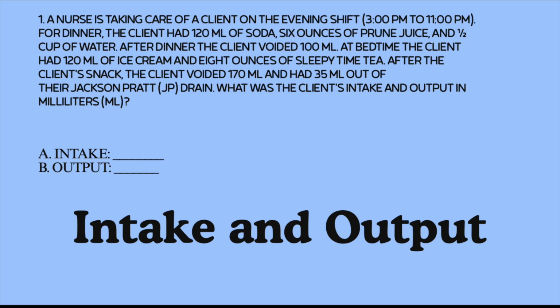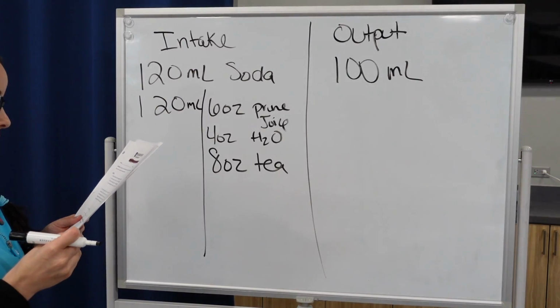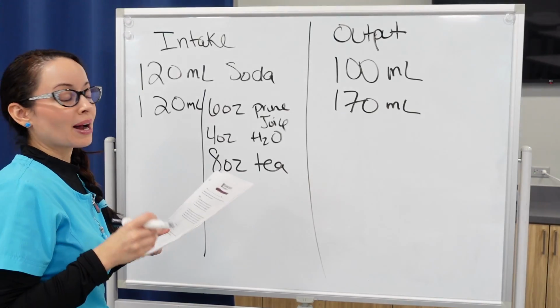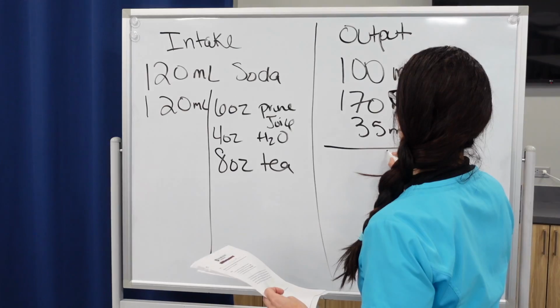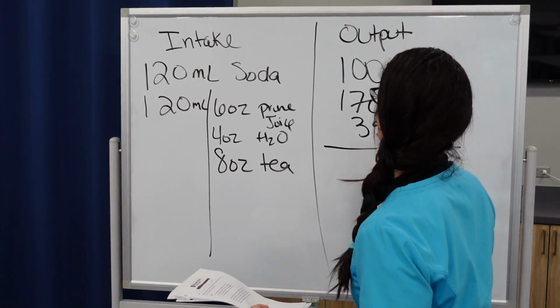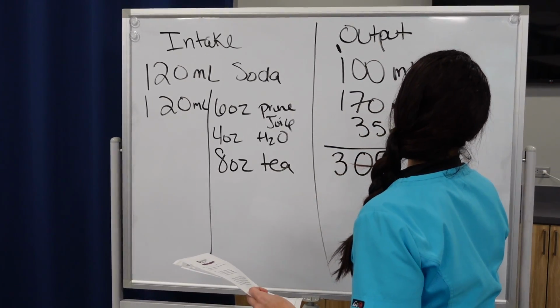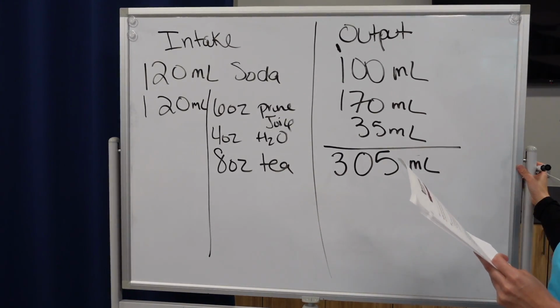Now I'm doing it differently because this is already in milliliters, so I don't need to convert. I'm going to show you later. So 120 milliliters of ice cream, 8 ounces of sleepy time tea. After the client's snack, the client voided 170 milliliters and 35 milliliters out of their Jackson Pratt drain. So their output: 100 plus 170 plus 35 is 305 milliliters for output. Now for intake, we're done with intake.